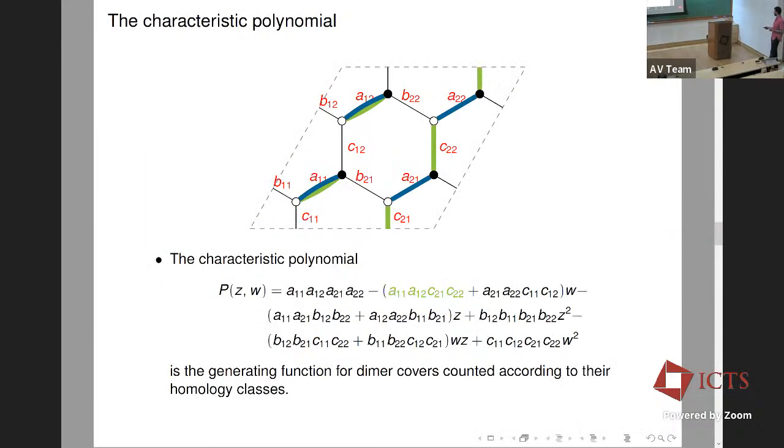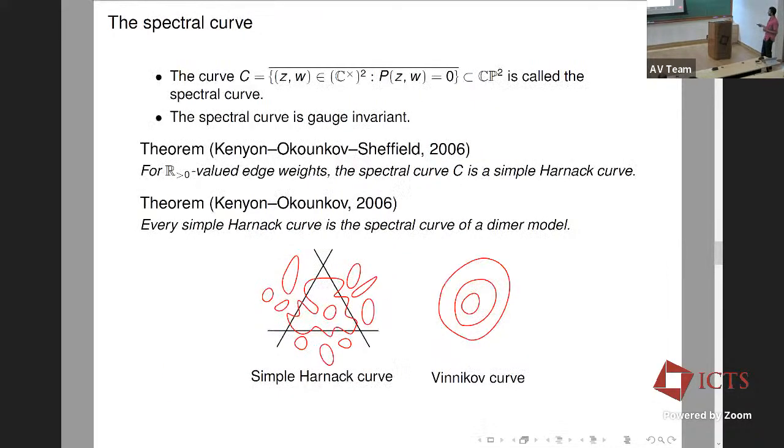But we are not going to think of it as a generating function. We want to think of it as an actual polynomial. So once these weights are C star valued, this is an actual polynomial. So we are going to look at the curve given by the vanishing of this polynomial. Because the Newton polygon of this curve is the triangle, this curve a priori lives inside the torus, but you can naturally compactify it to get something that lives in P2. So this compact curve that you get by taking the closure inside P2 is called the spectral curve.